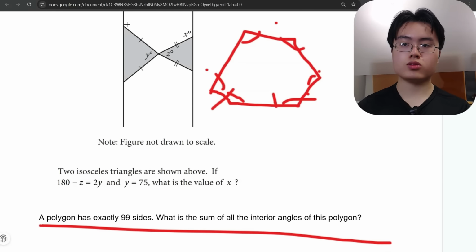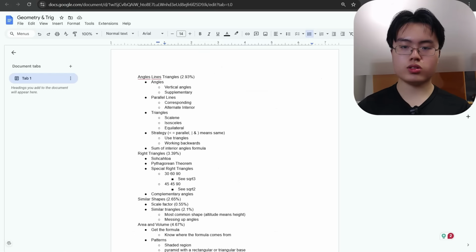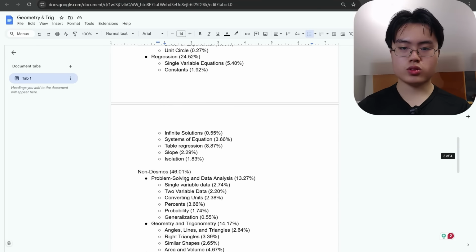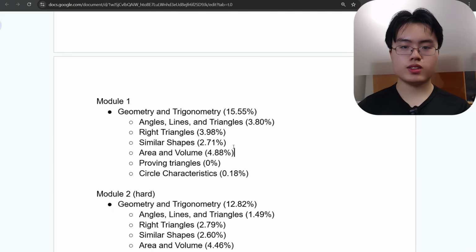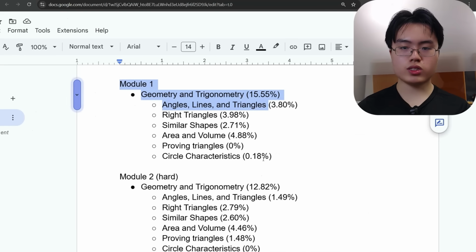That's angles, lines, triangles, which is actually a decent part of the SAT, if you look at it. At least in module 1, it's a decent part. Now let's move on to right triangles.